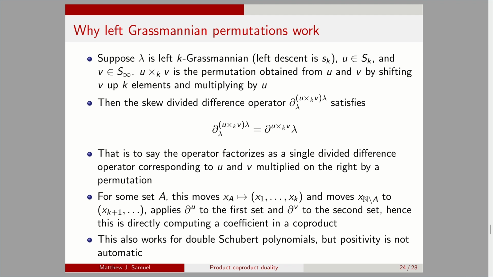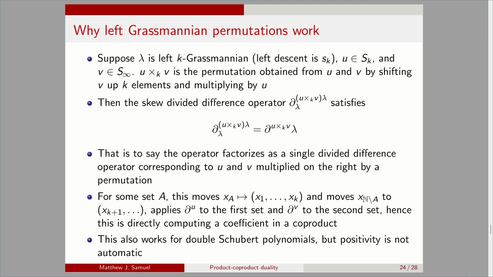So here's a breakdown of why Bergeron and Sottile's identification of the product with the coproduct coefficients works. We suppose lambda is a left k-Grassmannian permutation, so its left descent is at k. u is in the symmetric group S_k, and v is in S infinity. And we define u cross_k v to be the permutation obtained from u and v by shifting v up k elements and multiplying by u.